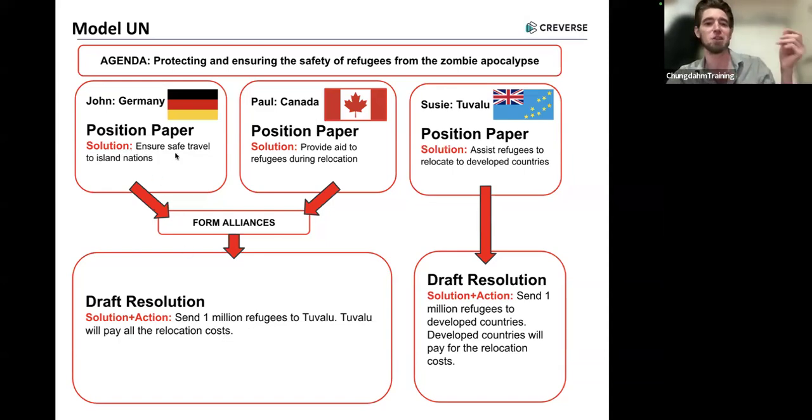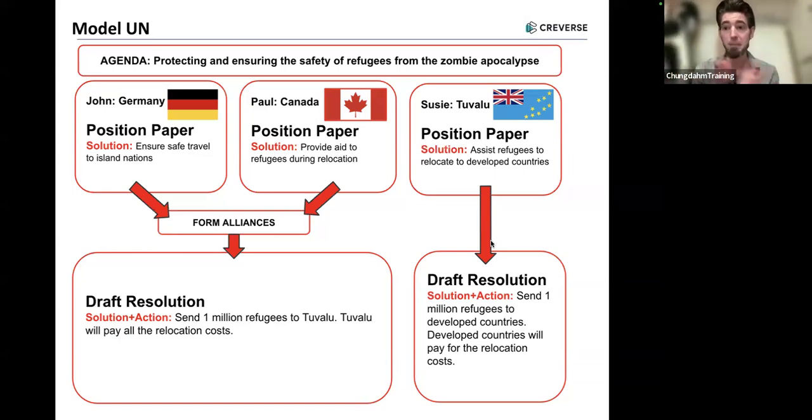The solution was ensure safe travel to island nations. The action would be like, what island nation, or who's going to pay for it? Okay. Now it's important to note here that poor little Tuvalu gave their solution: assist refugees to relocate to developed countries. And Tuvalu is not a developed country. Well, maybe all the other countries that the students are representing don't like that idea. It doesn't represent their country.